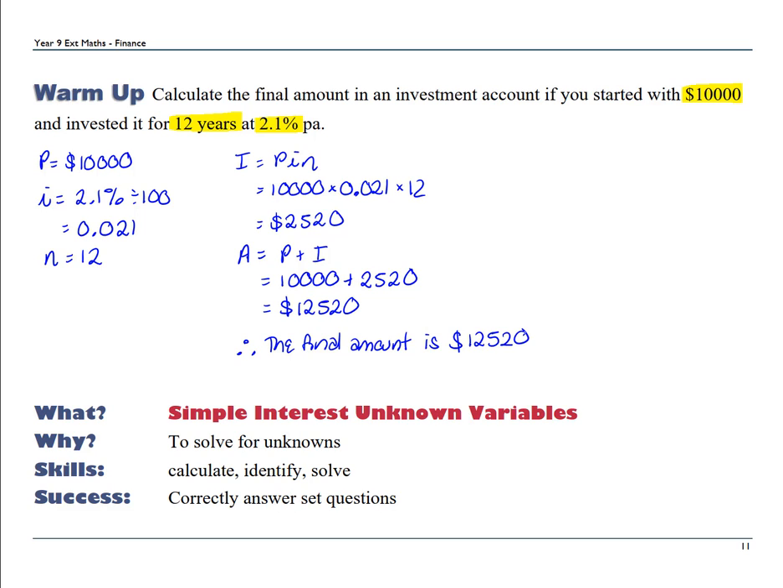Now, what you're doing in this lesson is looking at simple interest with unknown variables. So instead of finding our interest, we might be working out our principal or our interest rate or our number of years. So we're solving for unknowns. We're going to calculate, identify, and solve, and hopefully correctly answer the set questions.